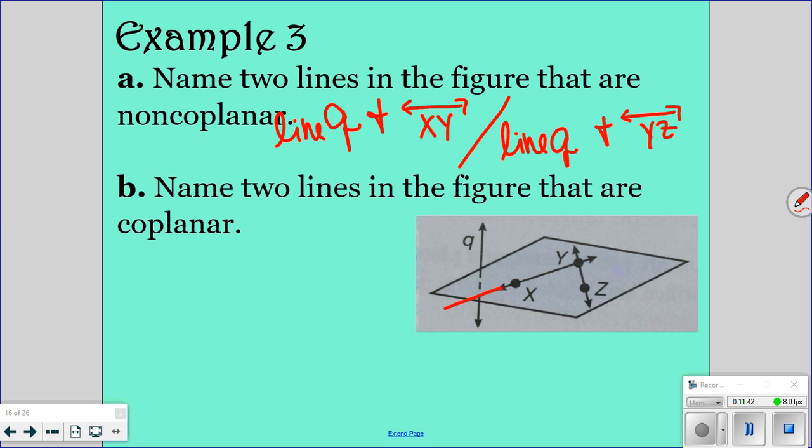And then for part B, it says name 2 lines that are coplanar. So what are the 2 lines that do intersect? Well, line XY and line YZ. Those are your 2 that are coplanar. And again, you could say YX or ZY instead of XY and YZ. That would be okay. The order of them does not matter.